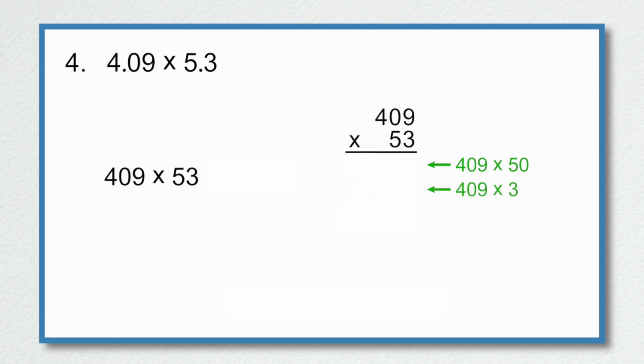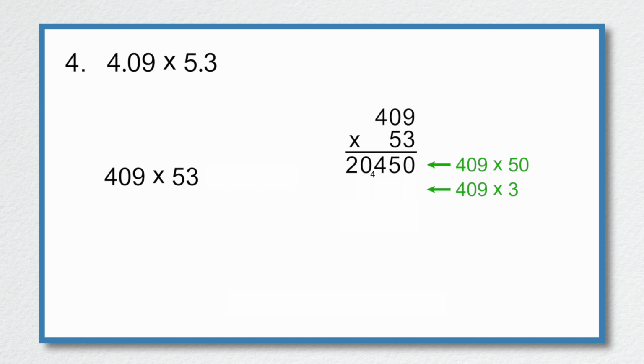So 409 multiplied by 50, I'm going to put a naught down because we're multiplying a whole number by a multiple of 10. I'm now going to do 9 multiplied by 5, which is equal to 45. Write the 5 down and carry the 4. 0 multiplied by 5 is equal to nothing. Add the 4 is equal to 4. Then 4 multiplied by 5 is equal to 20. So 409 multiplied by 50 is 20,450.